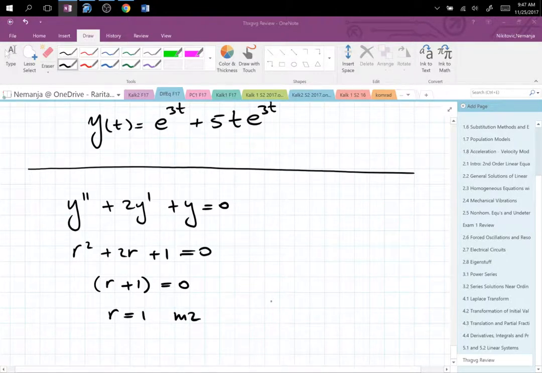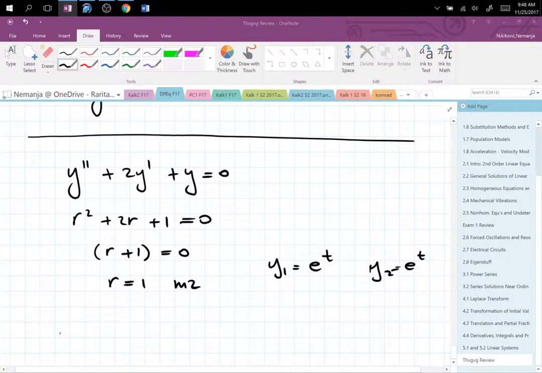So your y1 is e to the t, and y2 is also e to the t. So, negative t, I meant, because this is negative 1 over here, if you pay attention at all.